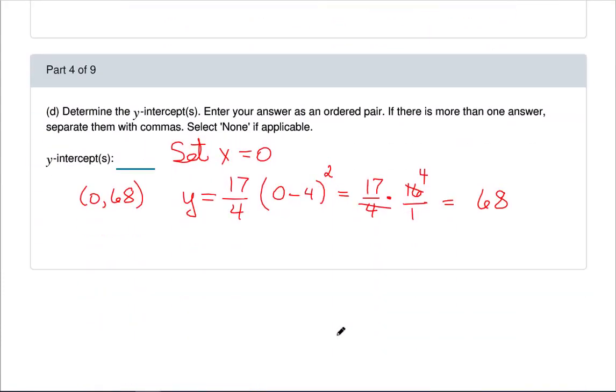So the y-intercept, set x to 0. 0 minus 4 is minus 4 squared, which is 16, and then 4 goes into 16 4 times, and 17 times 4 is 68.